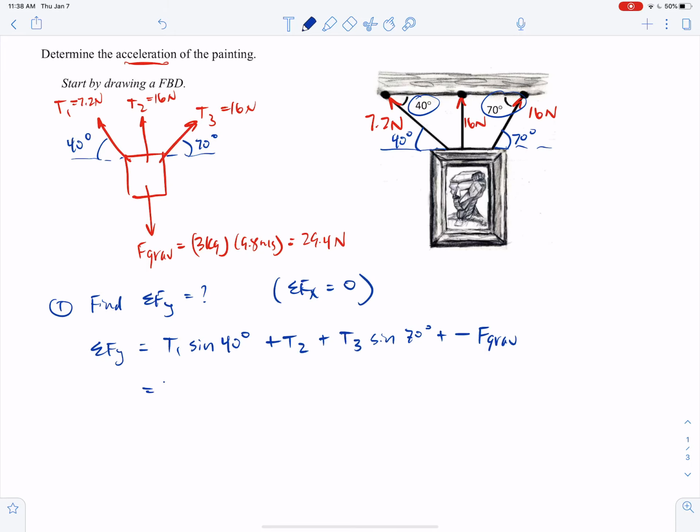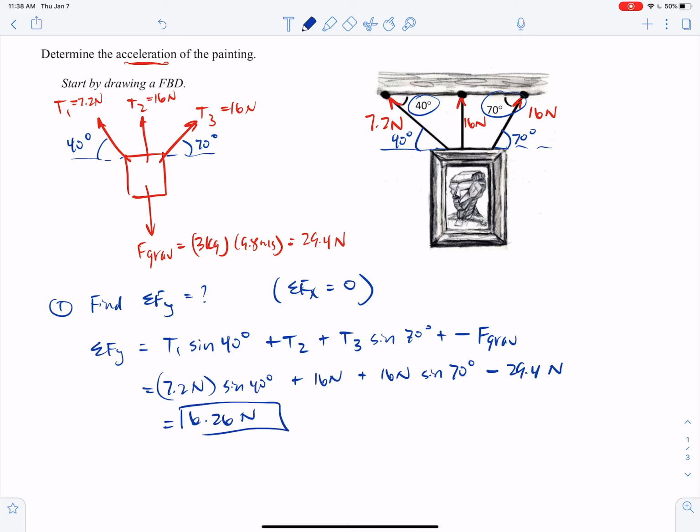So here we go. 7.2 newtons times the sine of 40 plus 16 newtons plus 16 newtons times the sine of 70 degrees minus the weight, 29.4 newtons. And that is equal to 6.26 newtons. That's the net force in the vertical direction. Okay? Well, again, the goal is to find the acceleration of the painting. So step 2 is I'm going to set the sum of the forces in the y direction equal to the mass times that vertical acceleration, and then solve for vertical acceleration.